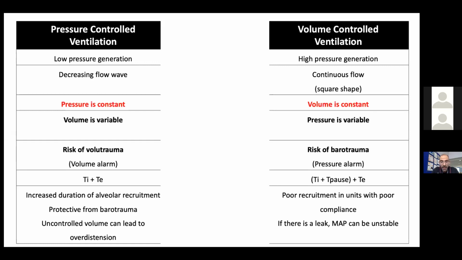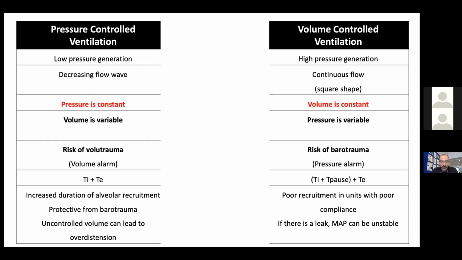If the compliance is very high, then at the same level of pressure we can achieve very high volumes, and there is a risk of causing a pneumothorax. On the other side, if the compliance is very low, at the same level of pressure we will be achieving a very tiny amount of tidal volume.